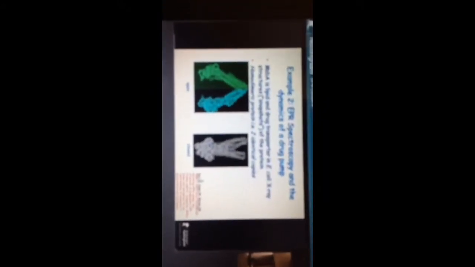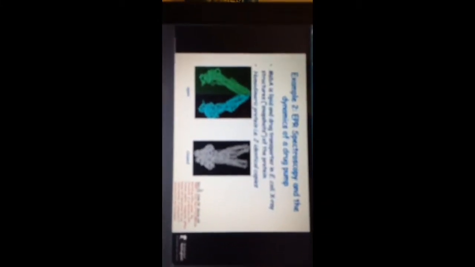There's a lot of argument in the literature. This was thought to be definitely one of its conformations. All proteins will go through lots of different conformations, and it was argued that this was probably not a physiologically relevant conformation for various reasons.